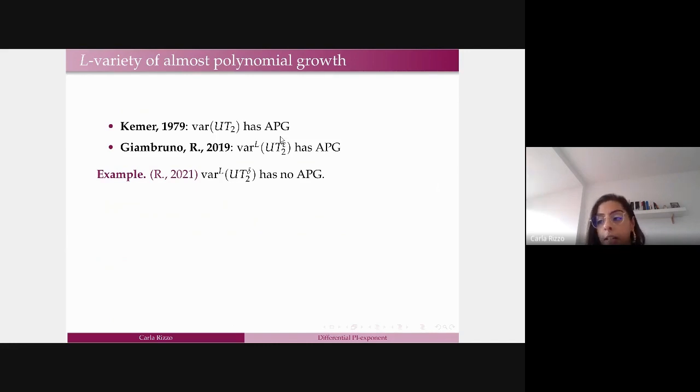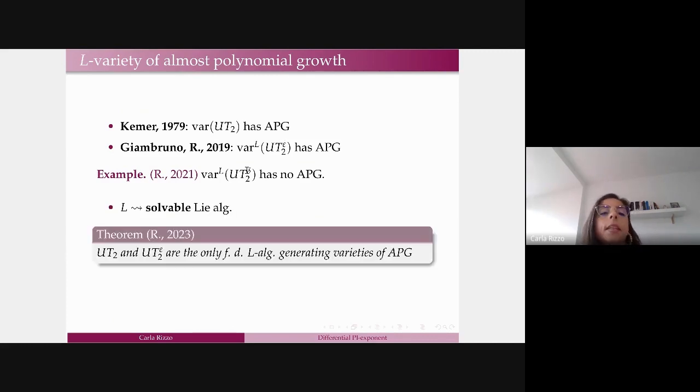In fact, if, for example, we consider UT2 with delta the derivation induced by E12, then the variety generated by this algebra does not have almost polynomial growth. However, in case L is a solvable Lie algebra, a condition we have to impose that is really necessary and important, then UT2 and UT2 epsilon are the only finite dimensional L-algebra generated varieties, L-varieties, of almost polynomial growth.